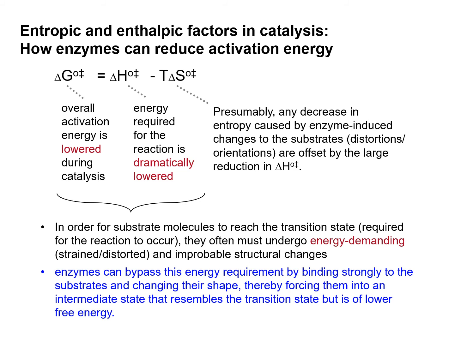In order for the substrate molecules to reach the transition state, which is required for the reaction to occur, they often undergo structural changes that require a lot of energy, and that leads to some straining or distortion of the enzyme or the substrate. But enzymes can bypass this energy requirement by binding strongly to the substrate and changing their shape, and thereby forcing them into an intermediate state that resembles the transition state, but with a lower free energy.